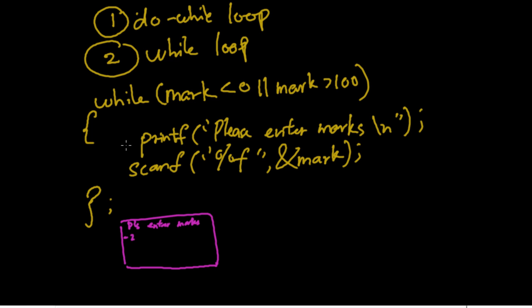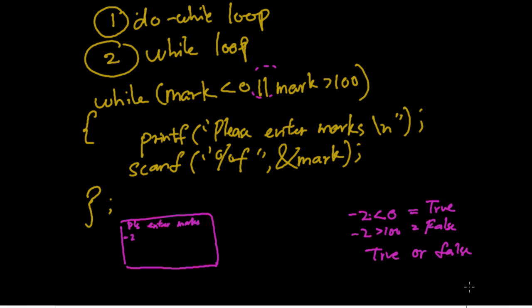So what happens is that we'll check here. The condition, the first condition, -2 is smaller than 0. True or false? It's true. -2 for the second condition. -2 is greater than 100. False. True or false. This is the or. True or false equals to true.